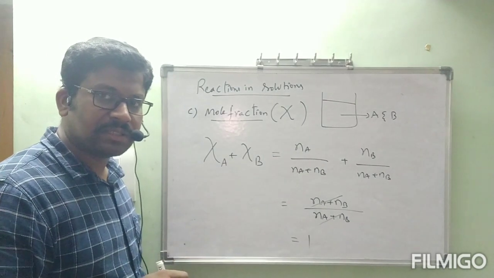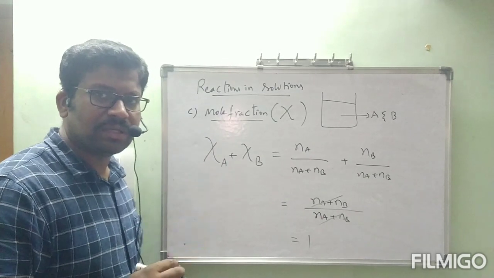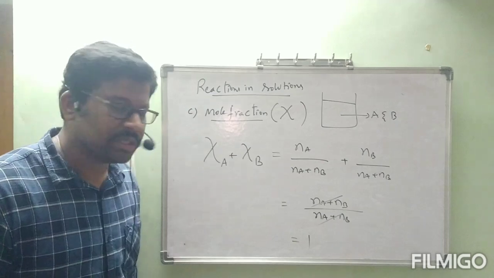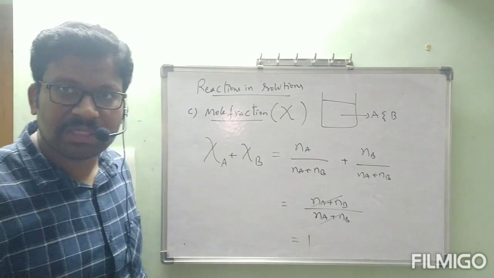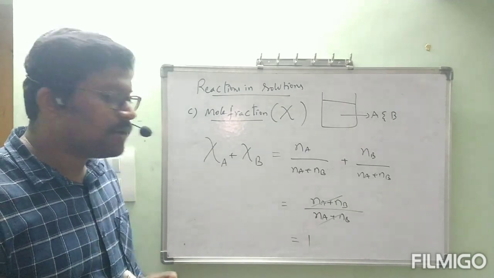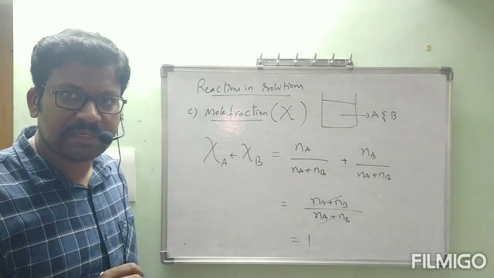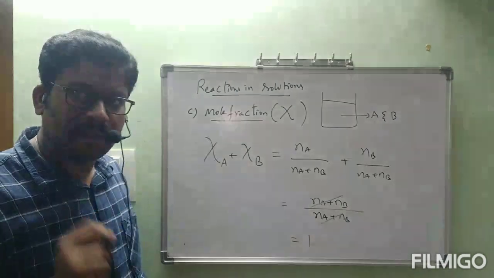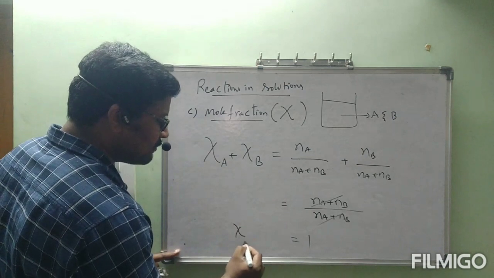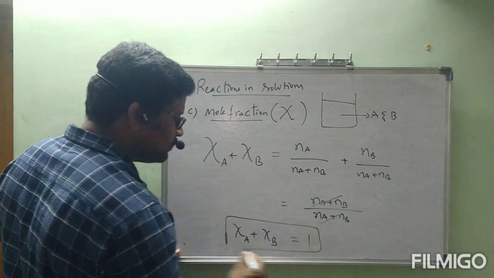If you have three components, the sum of the mole fractions of the three components is equal to 1. Okay, leave that one. I told you there is no need to go for a three component solution. So let us fix on only a two component solution. If a solution is present with two components, the mole fractions chi A and chi B, if you sum them, that means addition, chi A plus chi B is equal to 1. So finally, this formula, note it down. Chi A plus chi B is equal to 1.